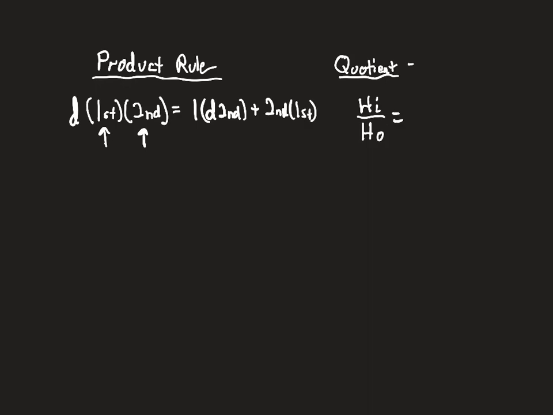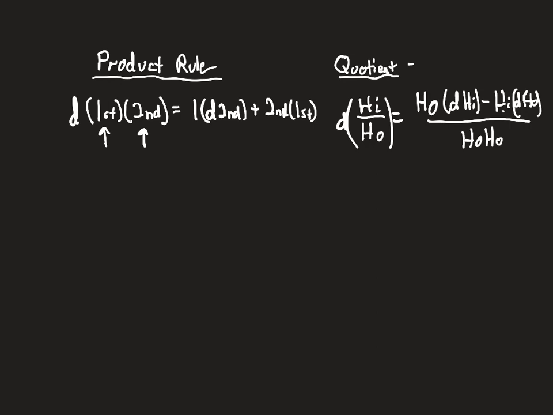And then we also have this thing called the quotient rule. So if I want to take the derivative of a quotient, I can take this upper part, the numerator, which I'm calling high, and I have this lower part, the denominator, which I call ho. If I want to take the derivative of that, I need to do ho, the denominator, times the derivative of the top, so d high, minus high d ho, high times the derivative of the bottom, all over ho-ho.